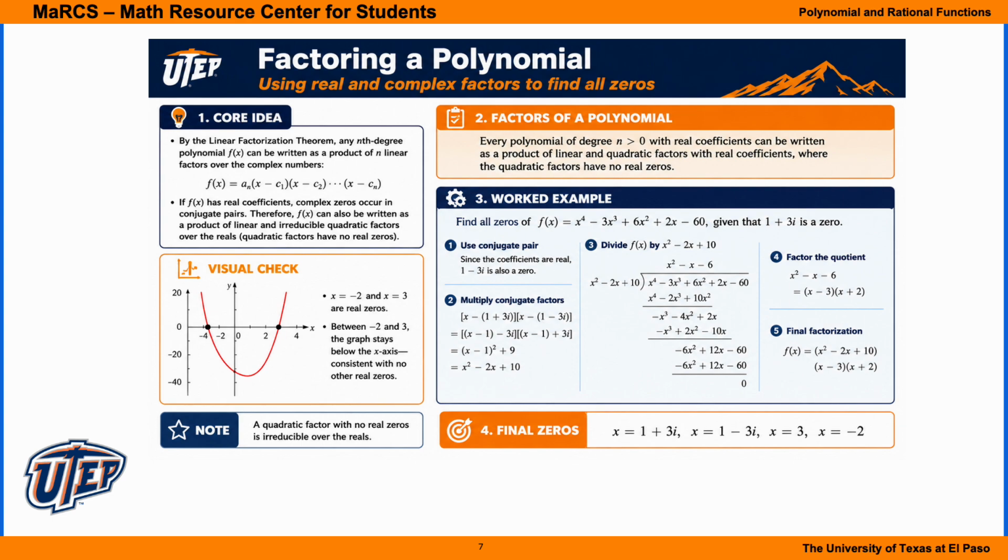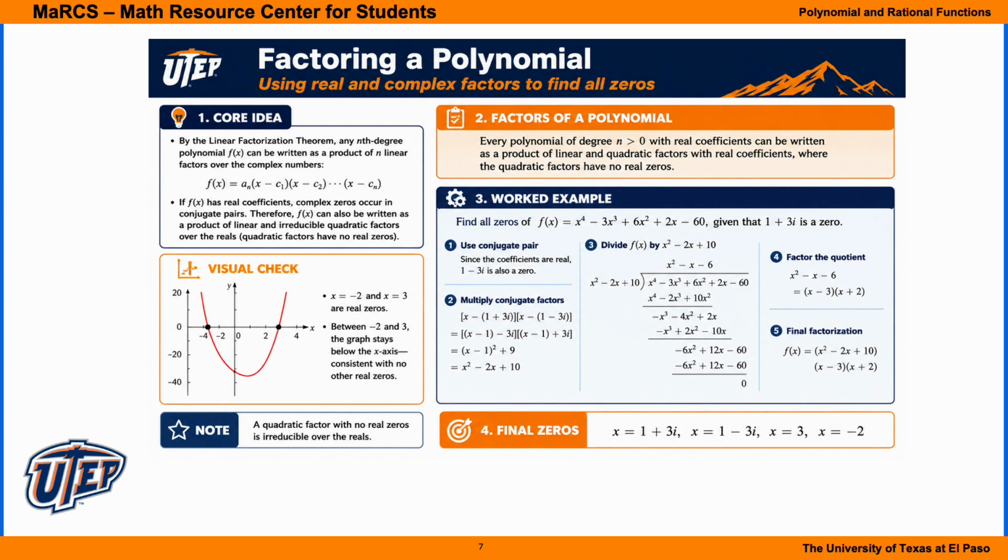So now we can factor the quotient to find the other two zeros, which will be x minus 3 times x plus 2. That means the final factorization of f of x is equal to x squared minus 2x plus 10 times x minus 3 times x plus 2. So all of our zeros will be easier to locate. Now we set x minus 3 equal to 0, so that will imply x is equal to 3. And now we set x plus 2 equal to 0, and that will imply x is equal to negative 2.